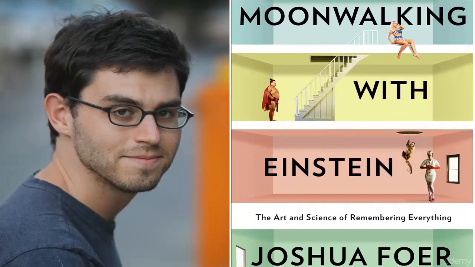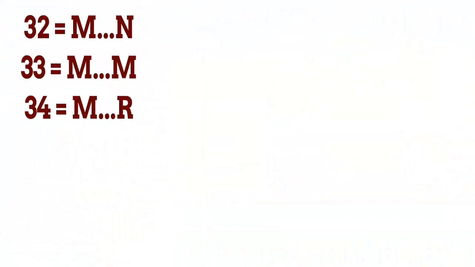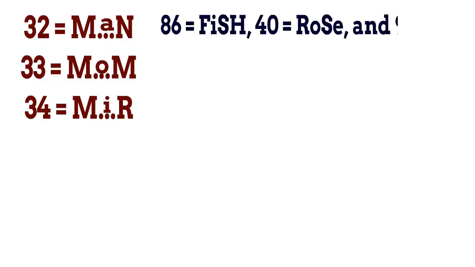Here is another example from Joshua Foer's book, Moonwalking with Einstein, The Art and Science of Remembering Everything. The number 32, for example, would translate into MN. 33 would be MM, and 34 would be MR. To make those consonants meaningful, you are allowed to freely intersperse vowels. So the number 32 might turn into an image of a man. 33 could be your mom, and 34 might be the Russian space station Mir. Similarly, the number 86 might be a fish, 40 a rose, and 92 a pen.